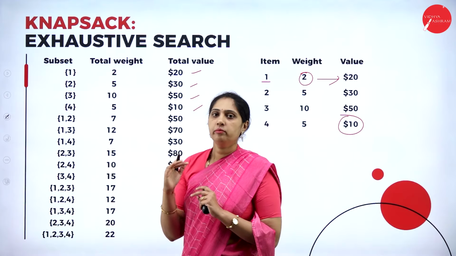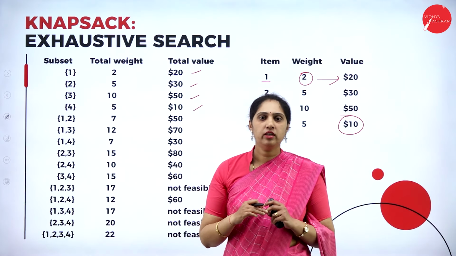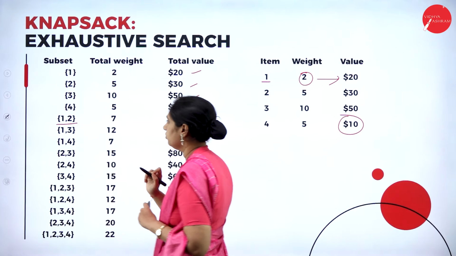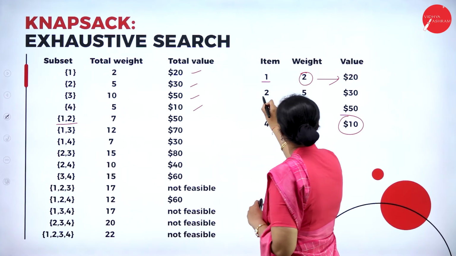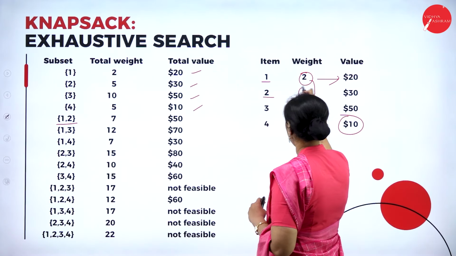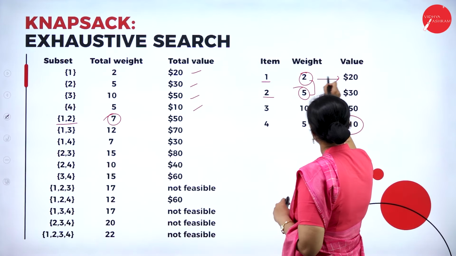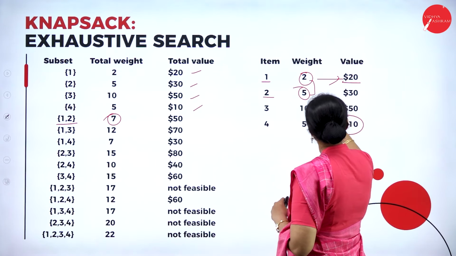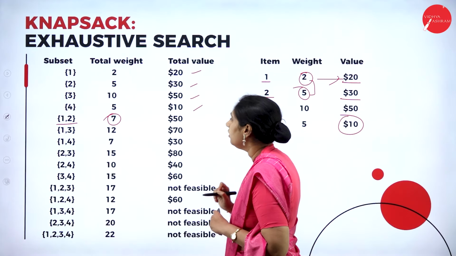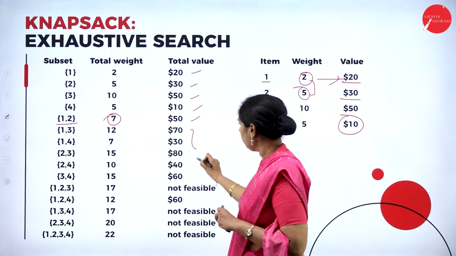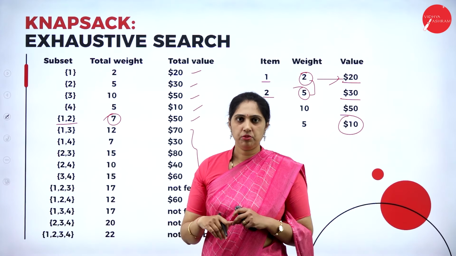Now we'll have a combination. How will we write a combination with a subset? Say if I say 1, 2. What is 1, 2? It is 2 plus 5, which is 7. What is the value for 2? It is 20. What is the value of 5? It is 30. So 20 plus 30 is 50. Like this, you can't keep on writing the subsets.